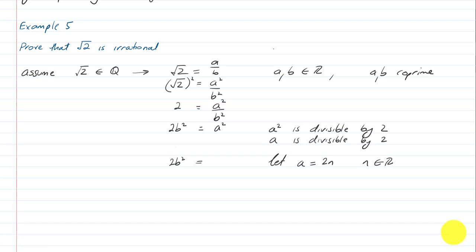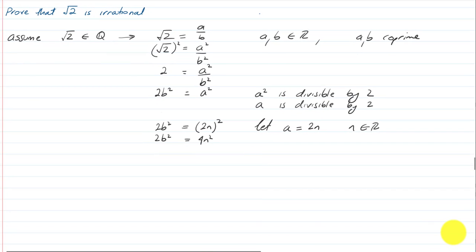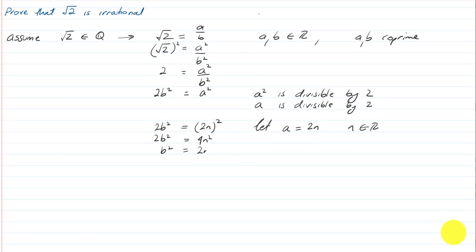2b squared is equal to 2n squared, and so 2b squared is equal to 4n squared expanded. And that means, of course, that b squared is equal to 2n squared. And therefore, b squared is divisible by 2. And that means that b is divisible by 2. But that means that both a and b are divisible by 2.